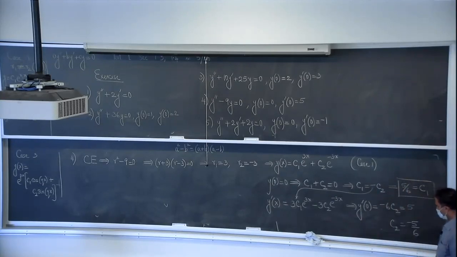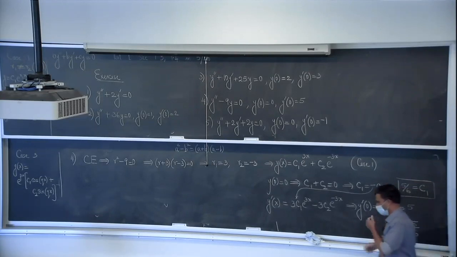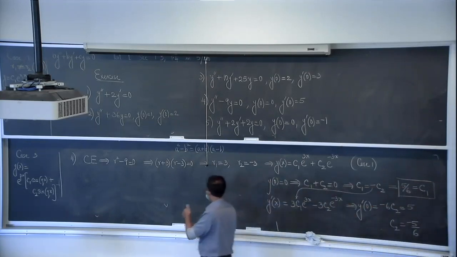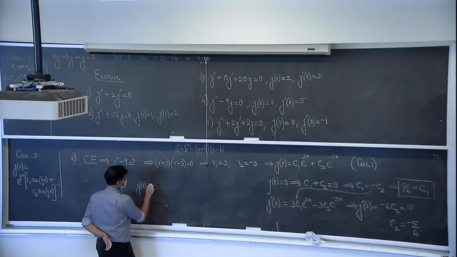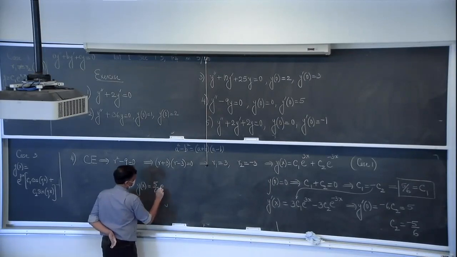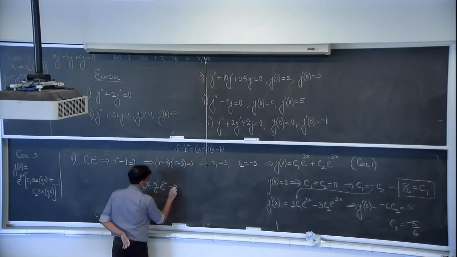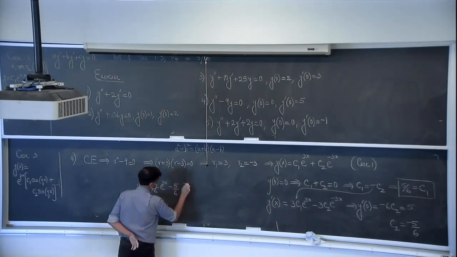So you don't need any advanced linear algebra to solve this, even if you have 2 equations. Okay, they are easily doable. So you get y of x equal to 5/6 e to the power of 3x minus 5/6 e to the power of negative 3x.